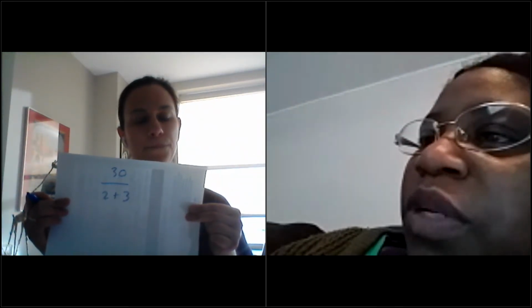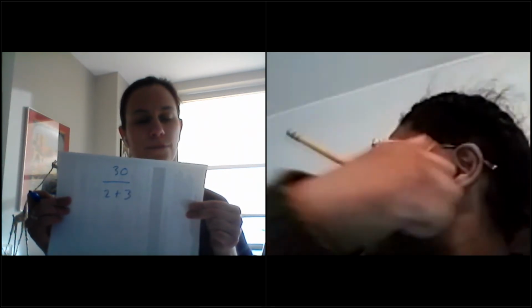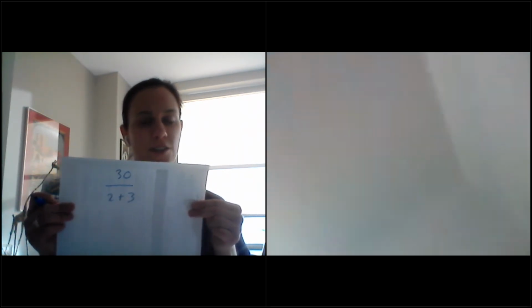Okay, brain, here we go. Now we're going to flip it. 30 divided by 2 plus 3, and this is what the equation looks like. What do we do first in this equation? Do we add the bottom 3 and 2 and then divide it by 30? Yep. So it'll be 6. That's right.